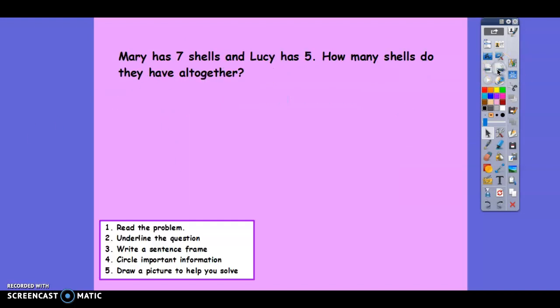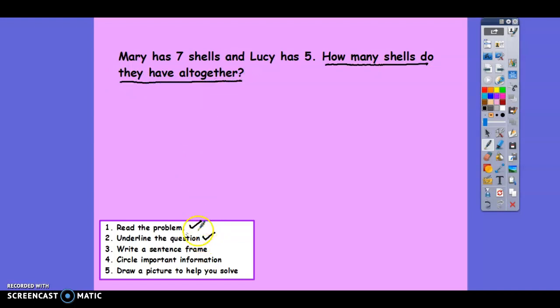So let's try one. These are going to be really simple word problems, but this is going to help you a lot later on. So this one says, Mary has 7 shells and Lucy has 5. How many shells do they have altogether? So I've done the first step, which is to read the problem. The next one is I'm going to underline the question. Well, the question here is, how many shells do they have altogether? That's our question. I've underlined it.